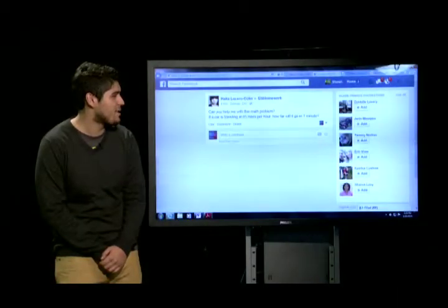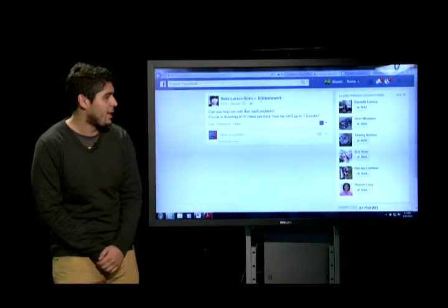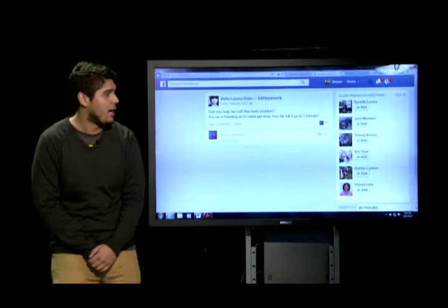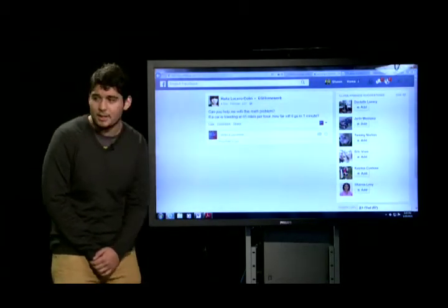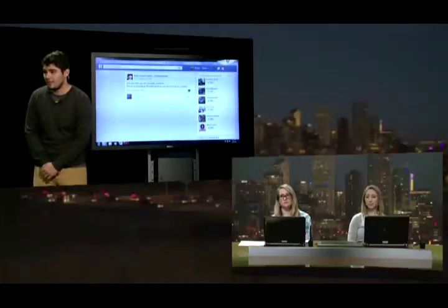Can you help me with this math problem? If a car is traveling at 65 miles per hour, how far will it go in 1 minute? Becca, can you answer that for us? I definitely can do that.